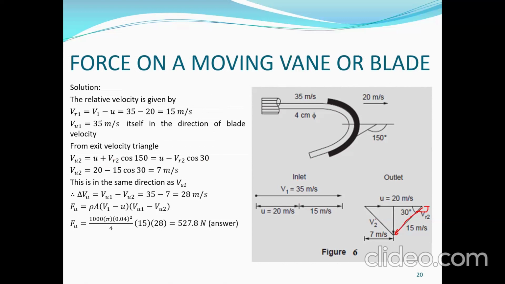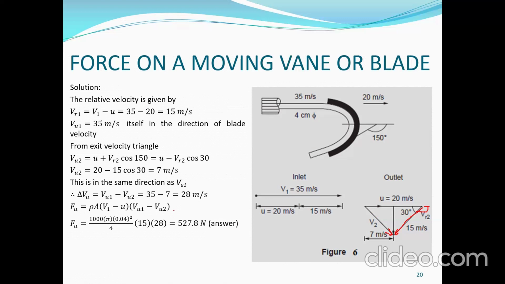So, velocity, ito naman yung absolute velocity ng water. Okay? Yung actual na nakikita nyong takbo ng water. Relatively, papunta dito, pero sa actual makikita nyo pag malayo, papunta doon. So, the relative velocity is given by VR1 is equal to V1 minus U is 35 minus 20, 15 meters per second. And V sub U1 is equal to 35 meters per second itself in the direction of the blade velocity.